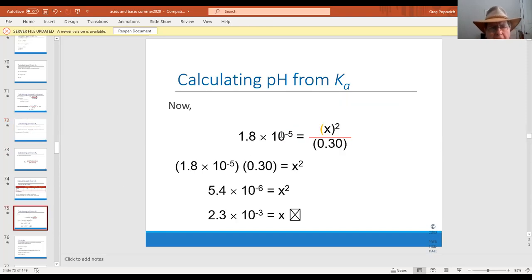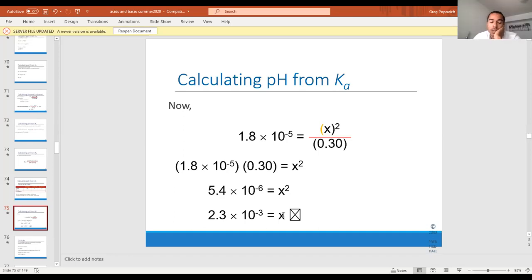So my Ka is going to be equal to X squared divided by, this is my acid concentration. Normally it would be 0.30 minus X. I've assumed X is 0. I solve this out for X. I get a value of 2.3 times 10 to the minus third. Now, what do I do?